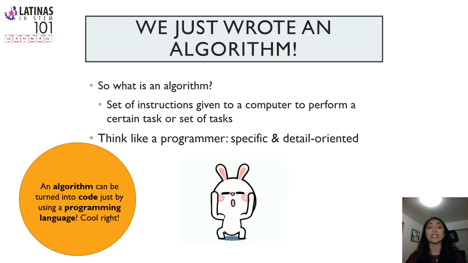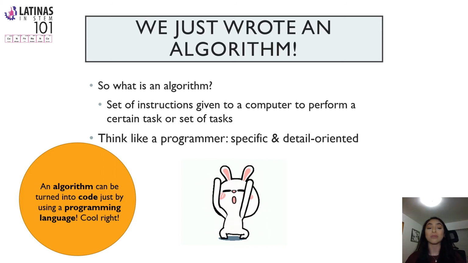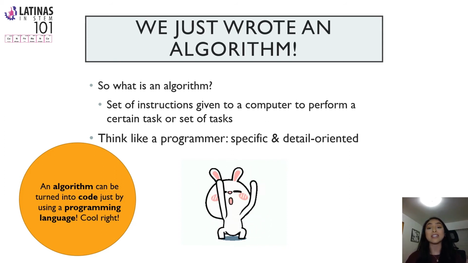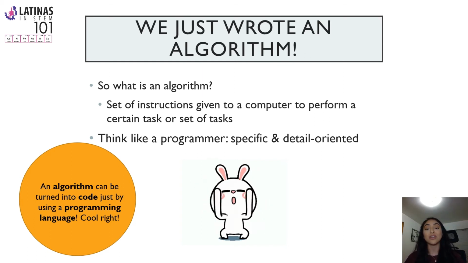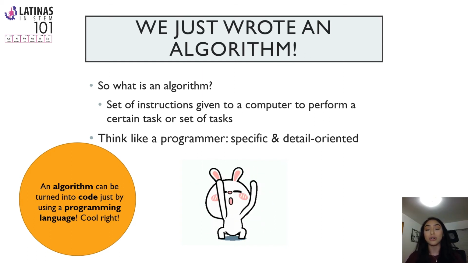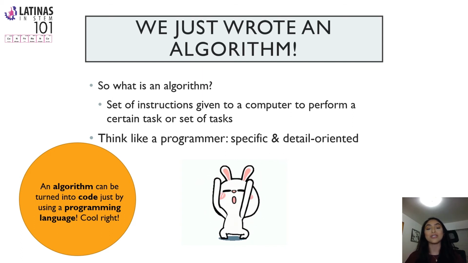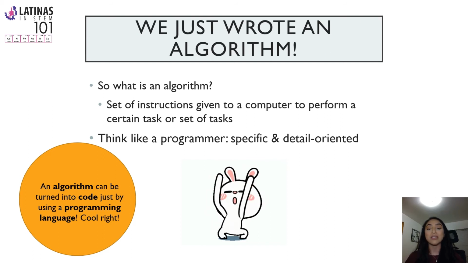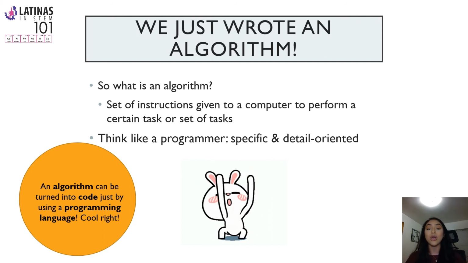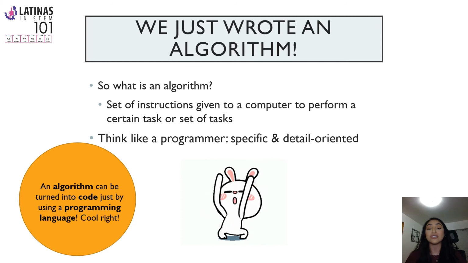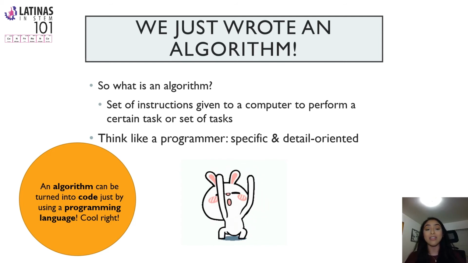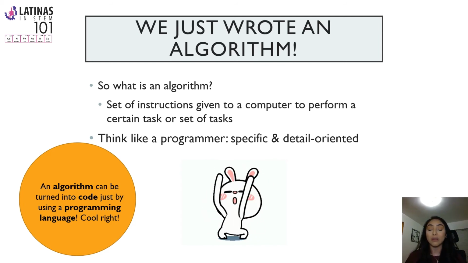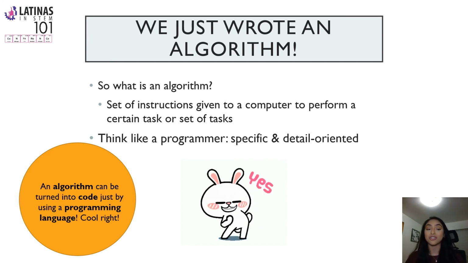And guess what? We just wrote an algorithm. So what is an algorithm? An algorithm is a set of instructions given to a computer to perform a certain task or set of tasks. And that's exactly what we did. Our elephant was our computer, and we were instructing our computer, or our elephant, to go through a certain path to reach our destination. And we were being very specific and detail oriented, because remember, we were telling our elephant to rotate a certain amount of degrees in order to have a clear path again. So we were thinking like a programmer, because we were giving very specific instructions.